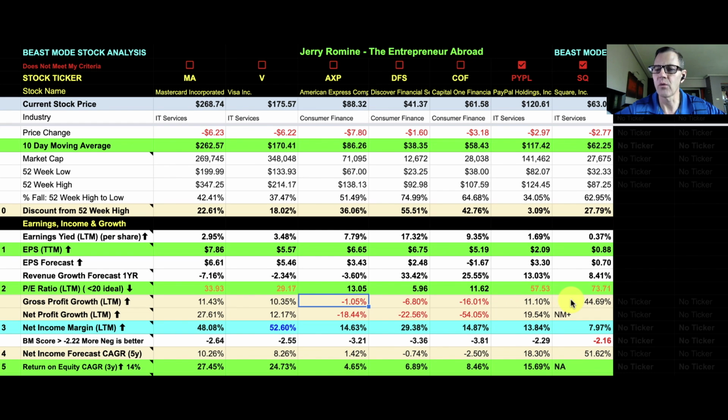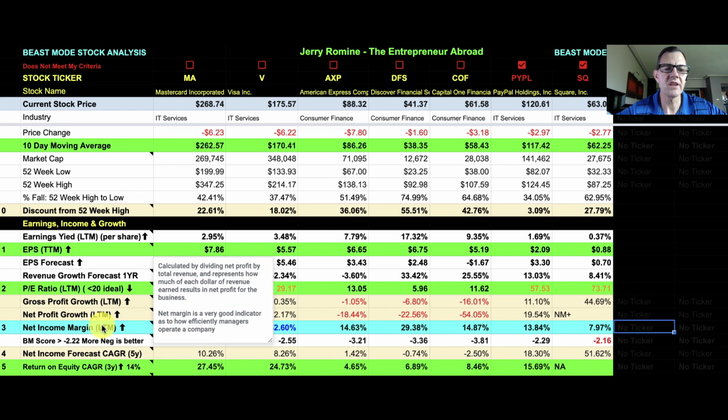at a nice 44.69%. The net profit growth is exactly what it sounds like, and it's just the net profit growth from one year over the next. And when we look at the numbers, we can see that MasterCard is coming in at 27.61%, Visa at 12.17%, and then American Express, Discover, and Capital One all not doing so well on net profit growth. We've got PayPal that is growing, and we've got nothing showing for Square.